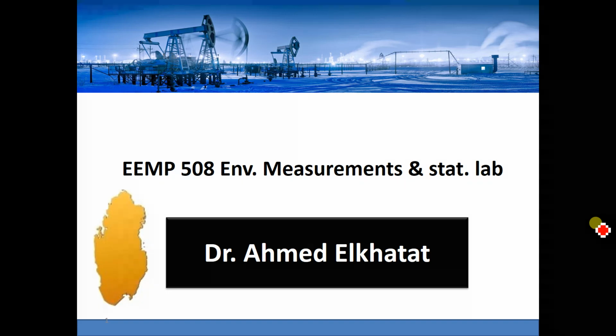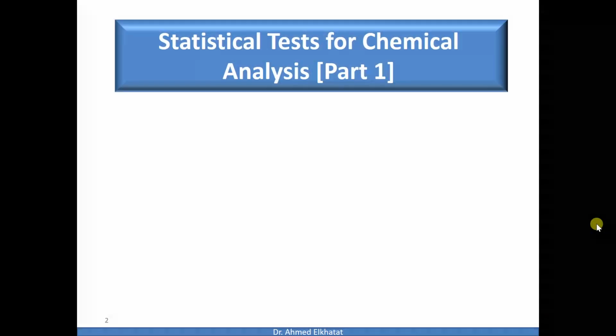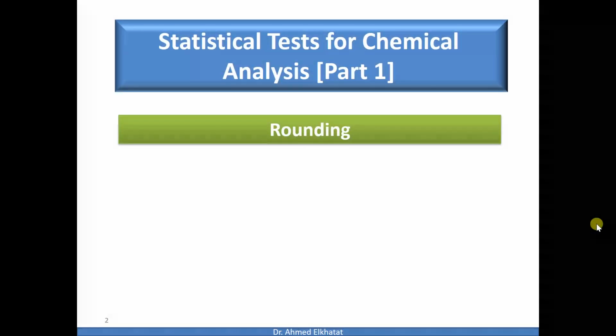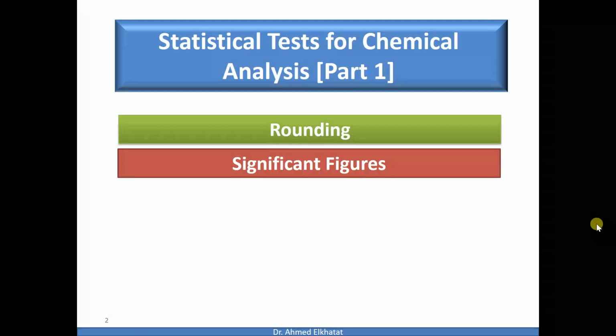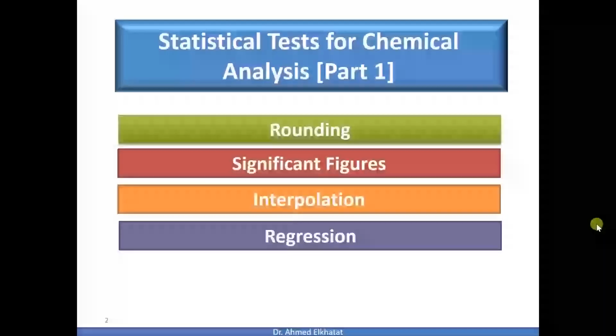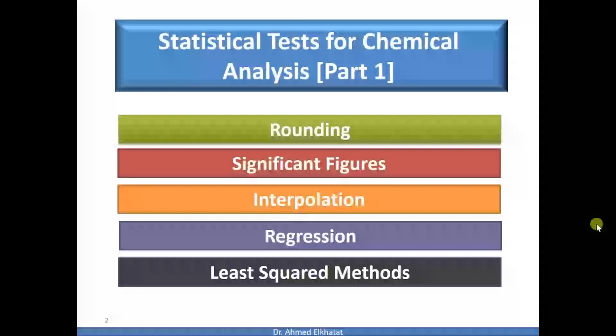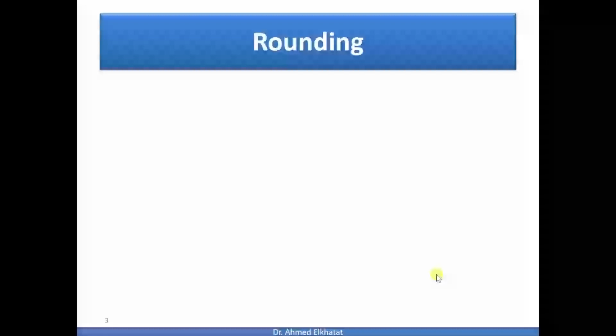So this is our first lecture on statistical tests for chemical analysis. In this part, we will include rounding, significant figures, interpolation, regression, and least squares methods. So we will use all these things in tests for chemical analysis to represent our samples. Let's start with rounding. So what is rounding?